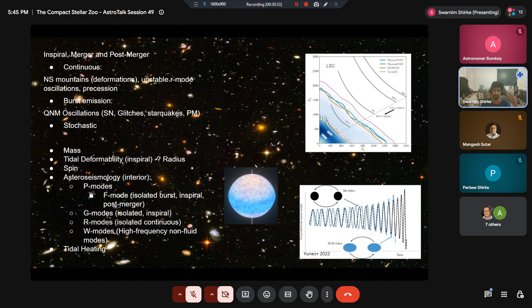You can also observe different effects like tidal heating, which has to do with how these objects absorb gravitational energy. It is a parameter which is helpful in deriving some fundamental physics as to what that object is made of. So these are all the things that you can probe using gravitational waves.